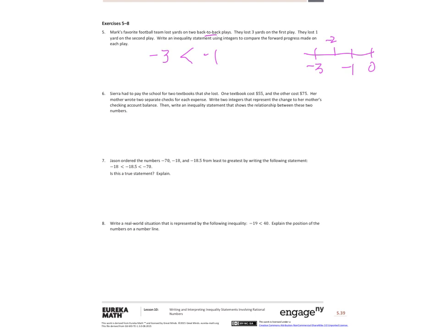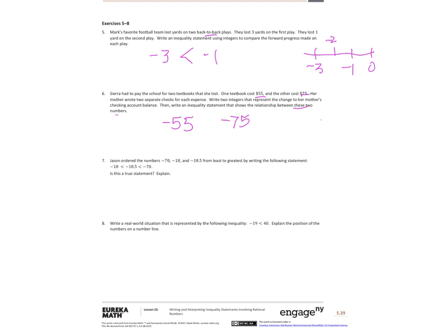Next one says Sierra had to pay the school for 2 textbooks that she lost. One book was $55, the other cost $75. Her mom wrote 2 separate checks for each expense. Write 2 integers that represent the change to her mother's checking account balance. Then write an inequality statement that shows the relationship between these 2 numbers. Okay, so we know that if you write a check for something, it's going to take that amount of money out of your account. And so a check for $55, a check for $75 is going to take away $55 and $75.